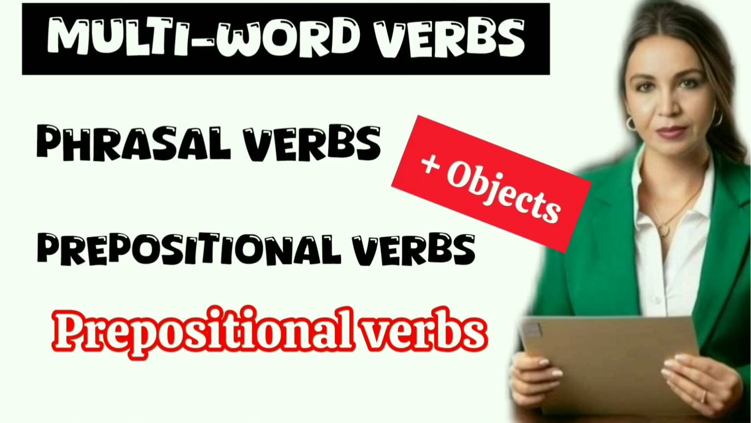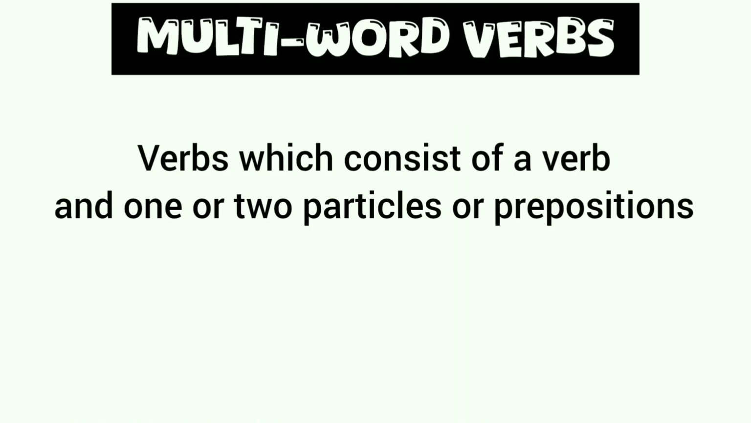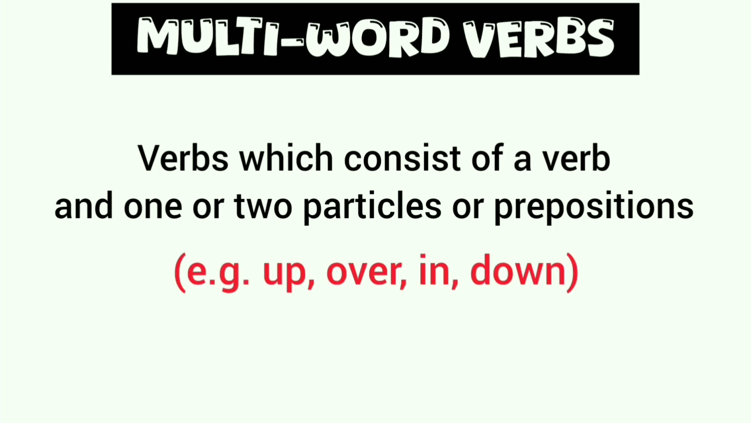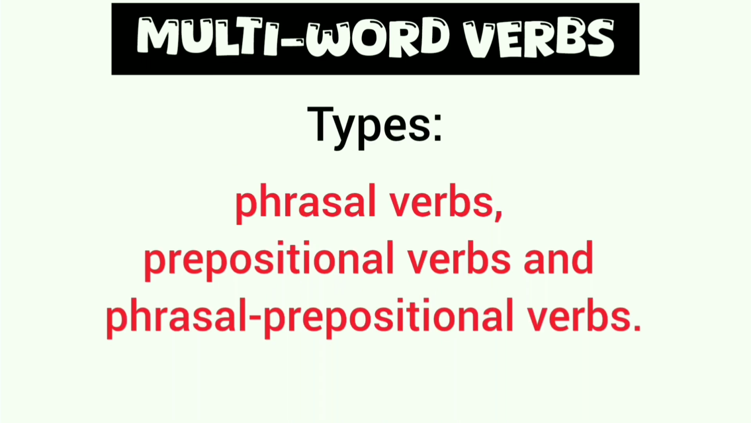Phrasal verbs and multi-word verbs. Multi-word verbs are verbs which consist of a verb and one or two particles or prepositions. Examples: up, to, over, down. There are three types of multi-word verbs: phrasal verbs, prepositional verbs, and phrasal prepositional verbs. Sometimes the name phrasal verb is used to refer to all three types.